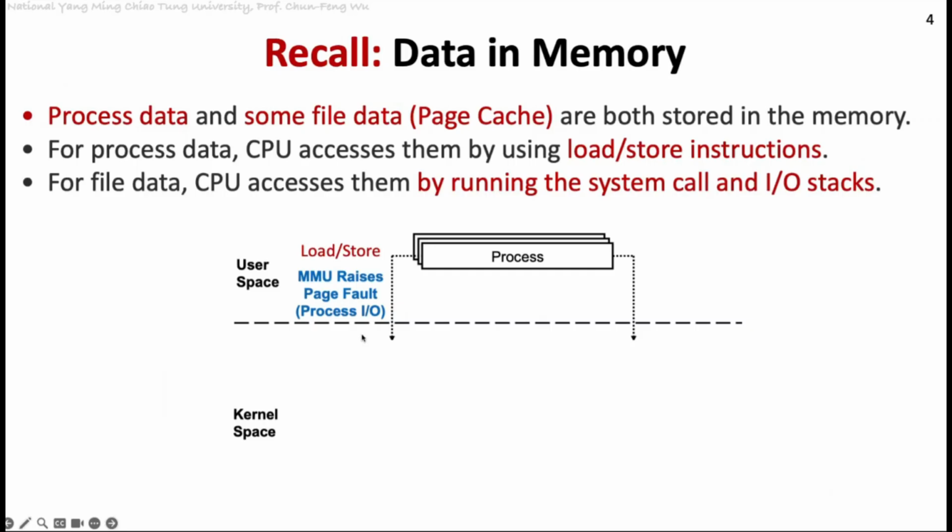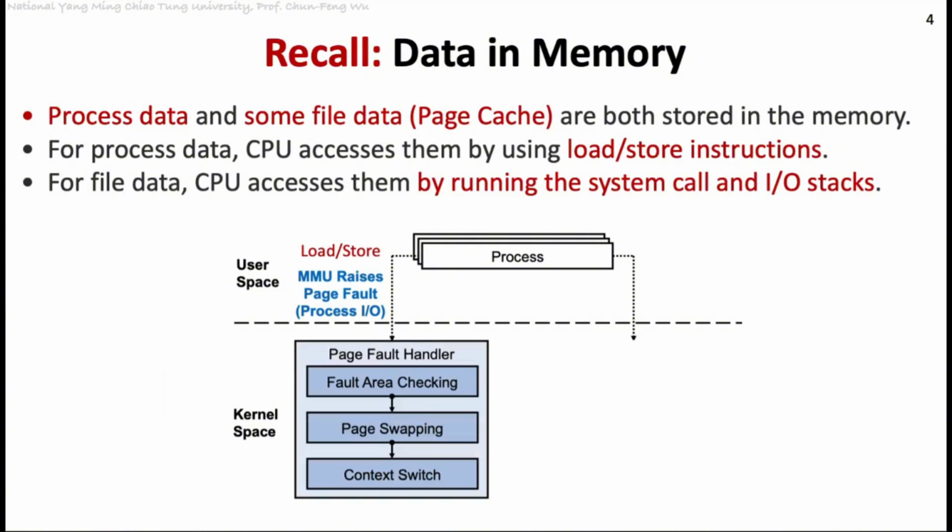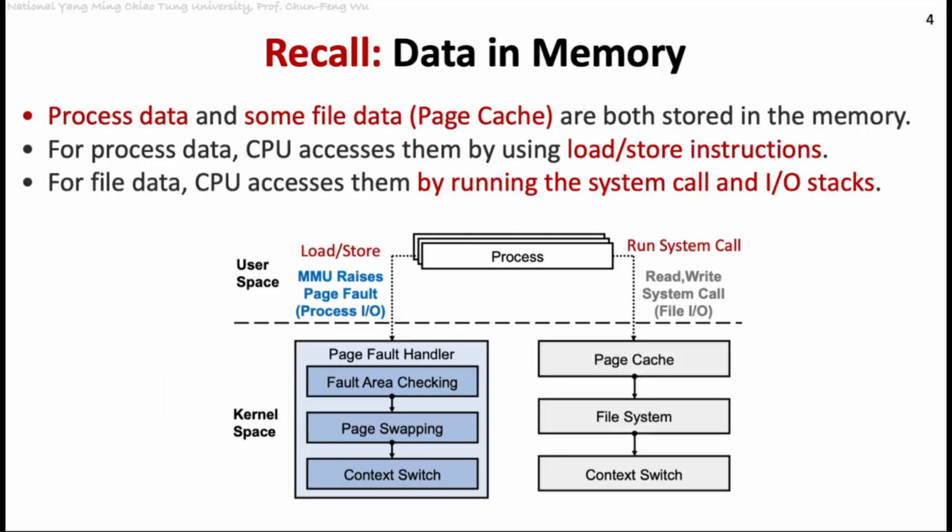And if the data is not in the memory, then there is a page fault. The page fault is the thing you learned already in the prior few lectures. So there are swapping, context switch, those kinds of things. On the other hand, if the CPU is going to access the file data, the user program needs to use a system call to let the CPU know, hey, we are going to access the file data. With this system call, the CPU can run the operating system, and then the operating system will execute things like page cache, file system, and context switch.